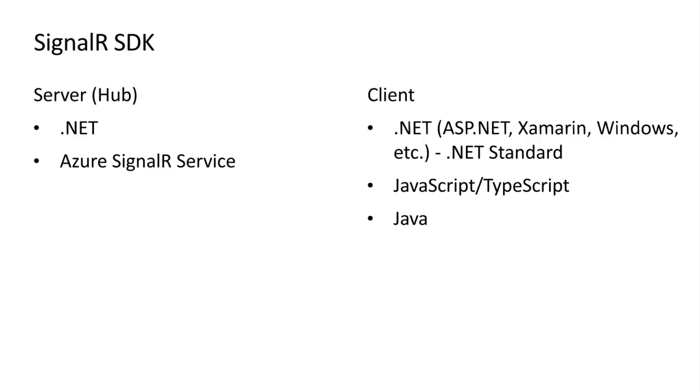On the client end, it's not just .NET apps, but it is all of your .NET apps, so ASP.NET, Xamarin, Windows, desktop, all through a .NET Standard API. Or if you're building more browser apps that are not ASP.NET, or you want to do it in JavaScript or TypeScript, there's an SDK available, or Java for Java development or Android development.